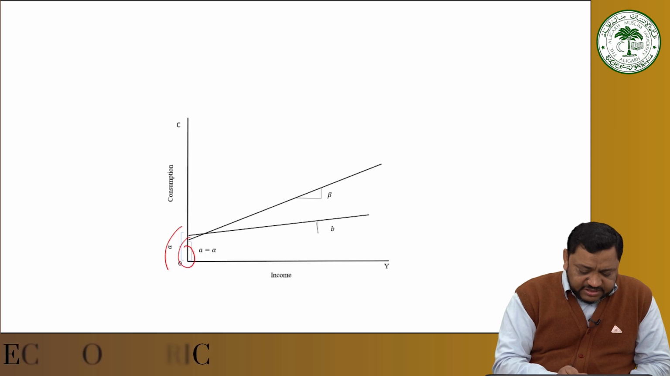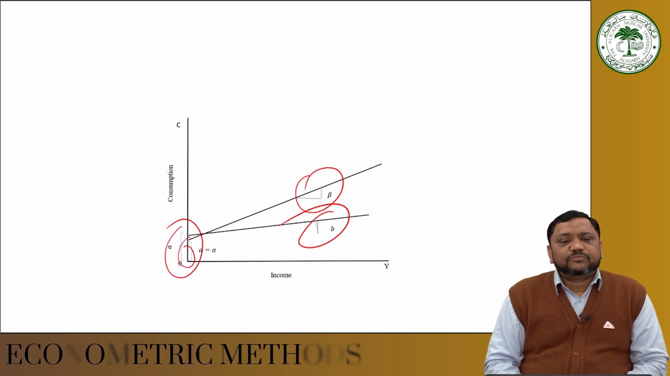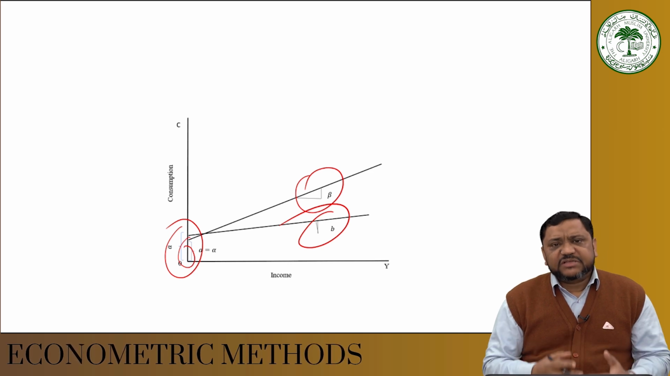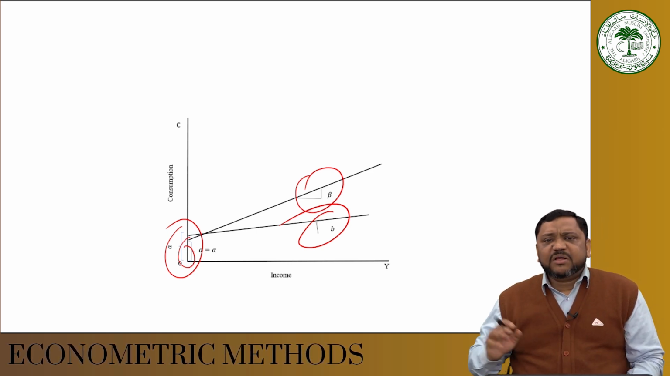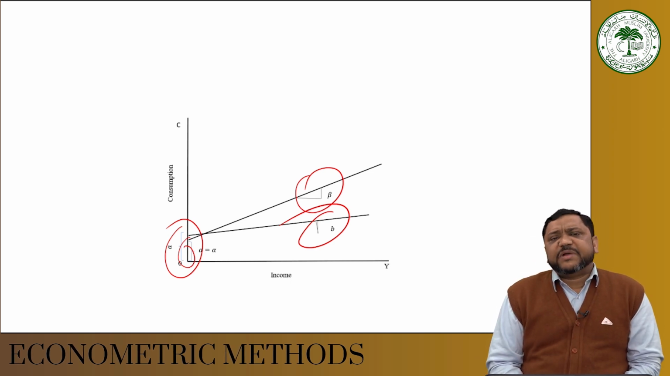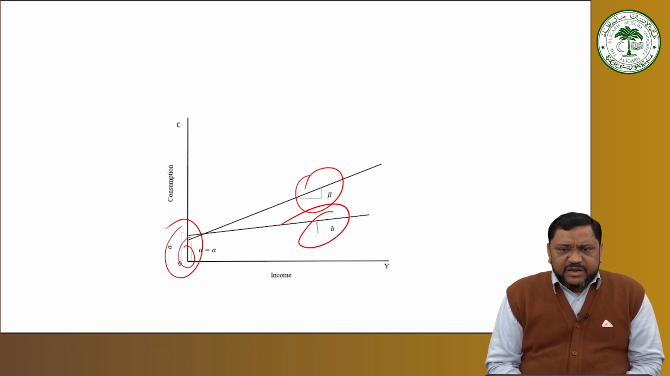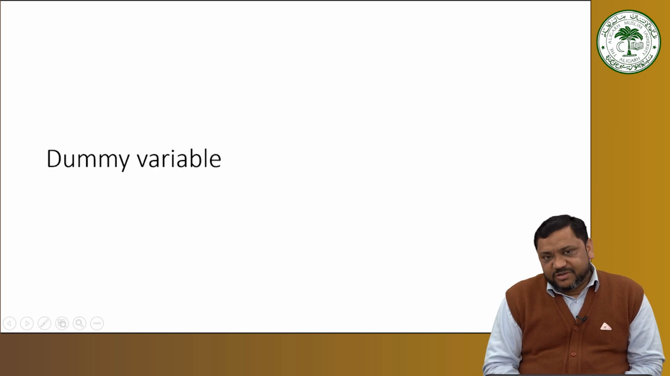There is a difference in the intercept, and there is a difference in the slope. Here the intercept has also changed, that is, the autonomous consumption has changed, and the marginal propensity to consume has also changed. So both the intercept and the slope are different over here. Now this is the beauty of the dummy variable.